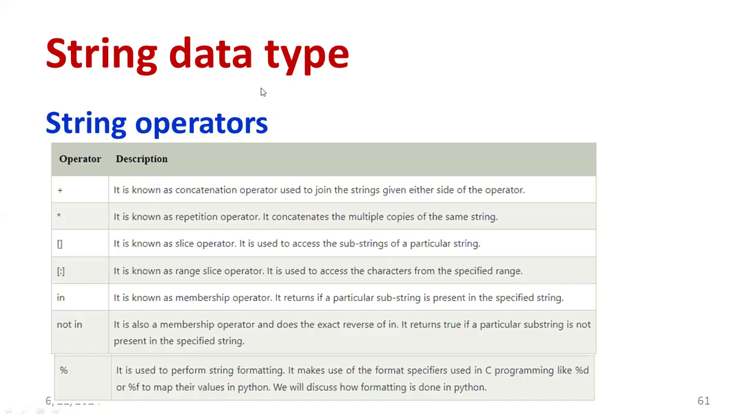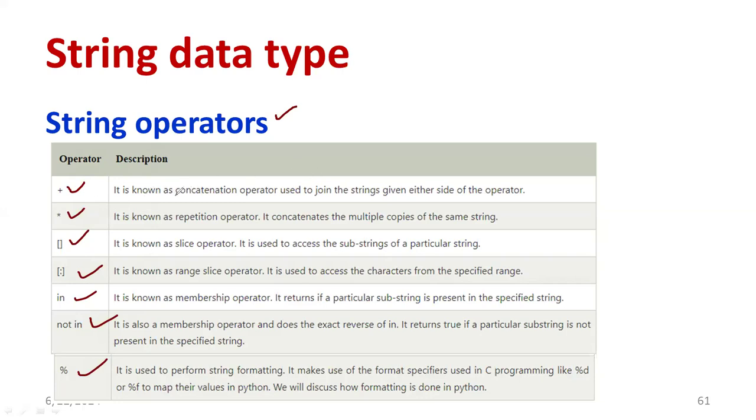Now we are going to discuss the second part, that is the operators. Strings have various types of operators. The list of operators is given below: plus operator, star operator, square bracket, colon with square bracket, in, not in, and modulo. These are the different types of operators.